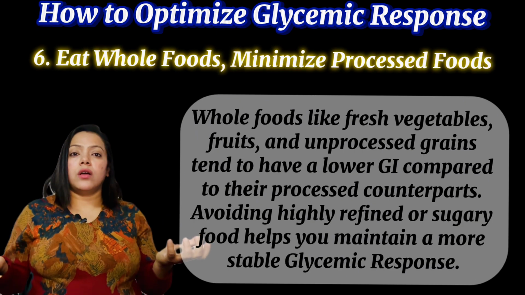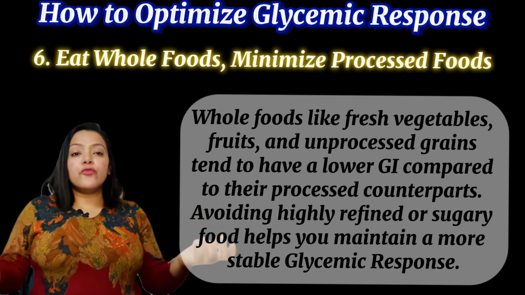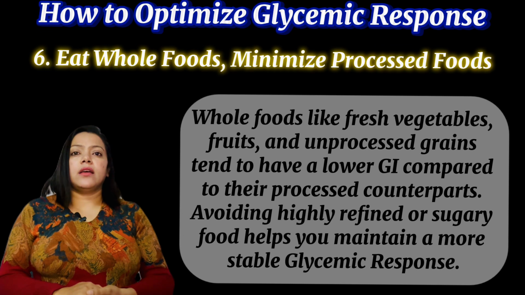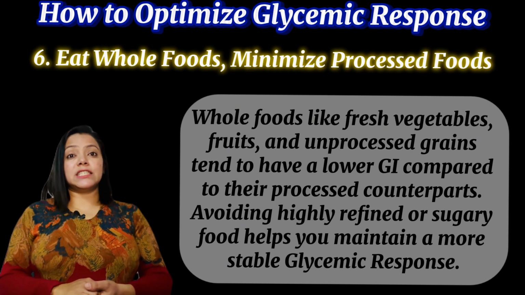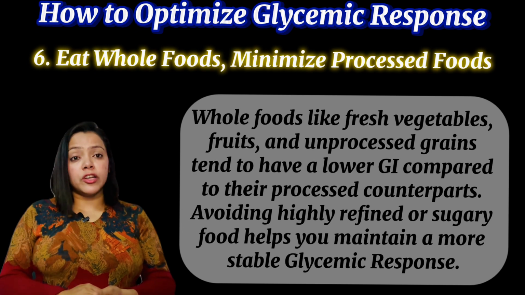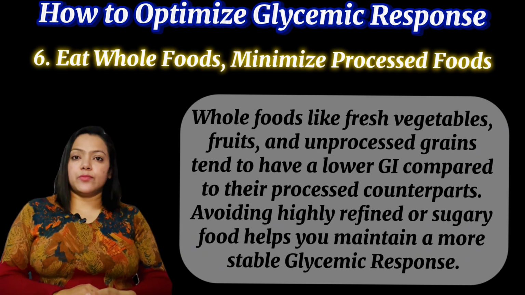Number 6, eating whole foods. Minimize processed food. Whole foods like fresh vegetables, fruits and unprocessed grains tend to have a lower GI compared to their processed counterparts. Avoiding highly refined or sugary foods helps you to maintain a more stable glycemic response.